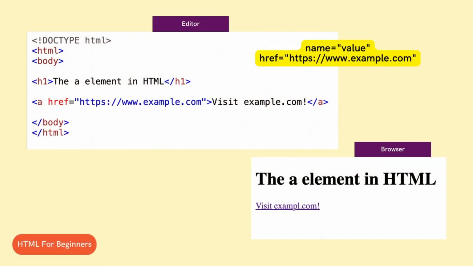The A tag defines a hyperlink. The link's destination is specified in the href attribute. The href specifies the URL of the page the link goes to. All HTML elements can have attributes that provide additional information about elements. Attributes are always specified in the start tag and usually come in name-value pairs.